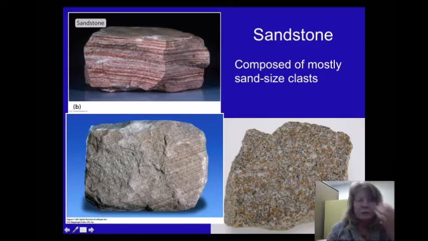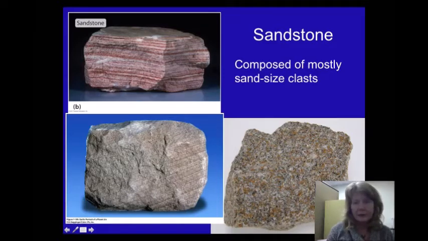And then sandstone is composed of mostly sand-sized clasts. Again, there's a lot of variety to sandstone. In this picture here, you're seeing sand that was deposited probably in a watery environment because it's very horizontal layering, and it's probably seasonal changes in the influx of sediment that's being deposited, so you see different colors based on the different chemistry of the sand and other particles that settle out.